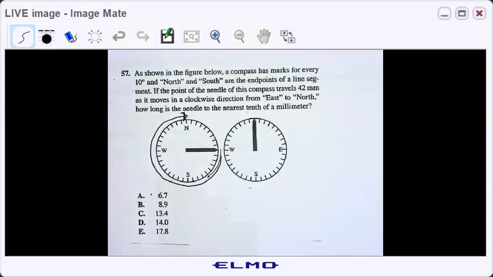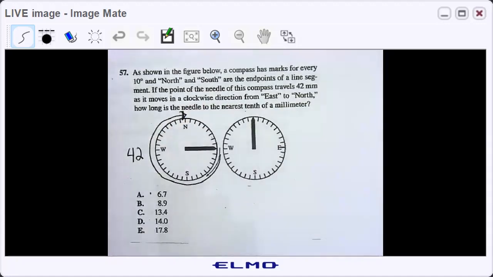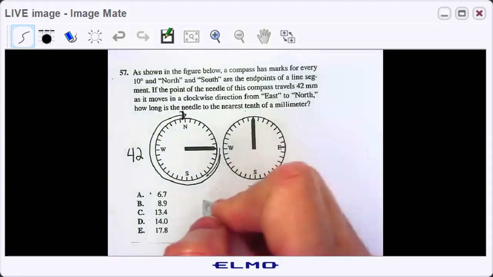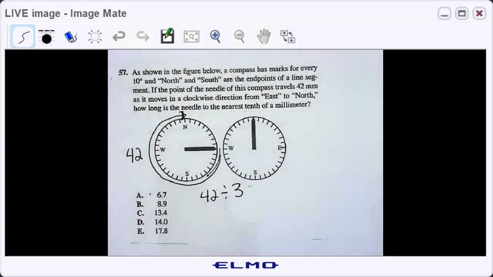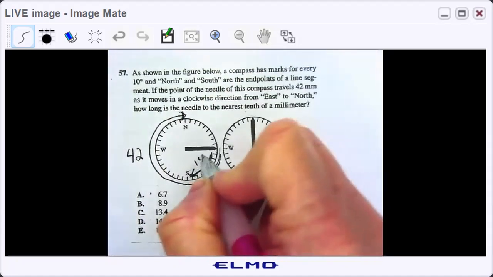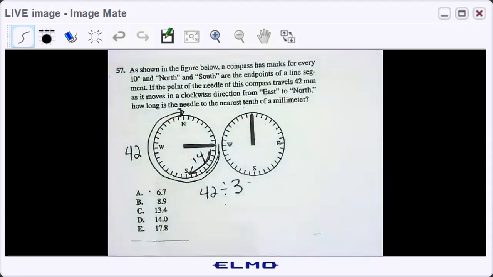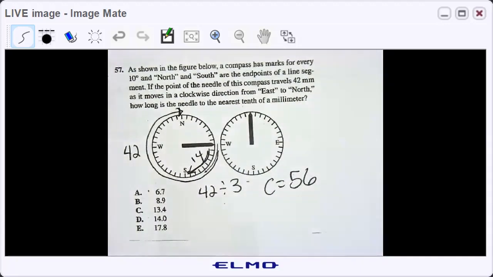And when they did that, that was 42 millimeters. That much around the circle was 42. So we have to find out how much it is around the entire circle. Remember, one rotation would be circumference. So if you take 42 and divide it by 3, because they've gone 3/4 of the way around the circle, that will give us 14. So going around this much would be 14, and we would do 4 of those to get all the way around the circle. So 14 times 4 would be 56. So the circumference of this circle is 56.